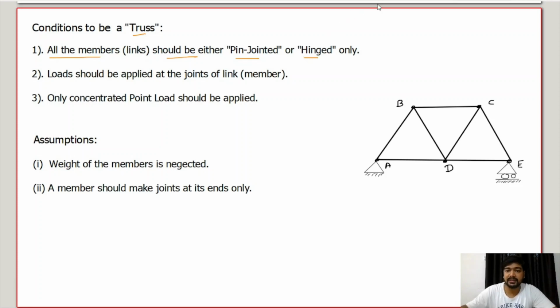Okay, as we have said earlier, the member AB and the member AD should be joined either pinned or hinged. The members AB, BC and AD, all these three members should have a joint which is a pin joint or hinge. This is the first condition. Next condition is the load should be applied at the joint of the member, right?